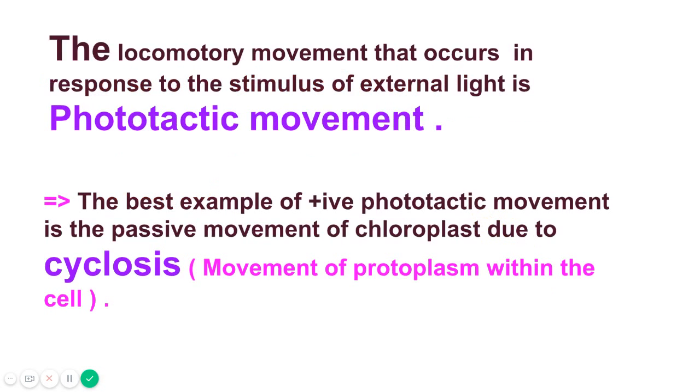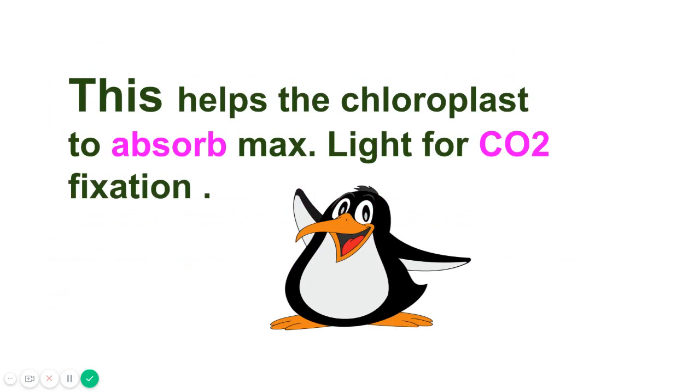Now the locomotory movement that occurs in response to the stimulus of external light is phototactic movement. The best example of positive phototactic movement is the passive movement of chloroplast due to cyclosis. And cyclosis is a movement of protoplasm within the cell. You can remember it with photo. Photo means light, photons, the packets of small energy. So phototactic is the movement that occurs in response to the stimulus of light. This helps the chloroplast to absorb maximum light for carbon dioxide fixation.